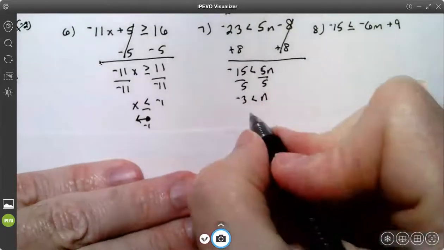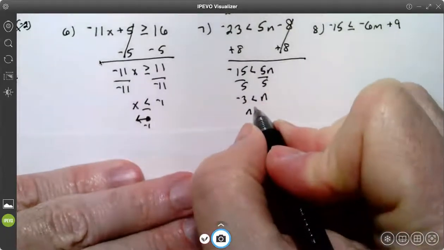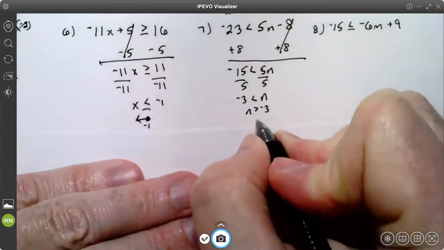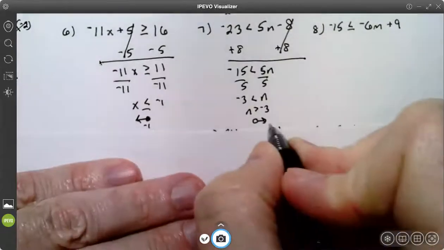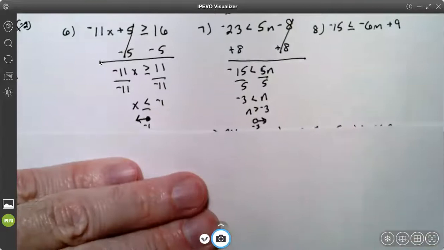We want to rewrite that with our variable on the left. N is greater than -3. So open circle to the right over -3. Running out of room there. Number 8.